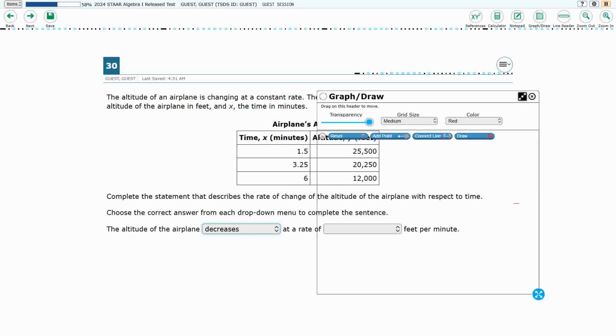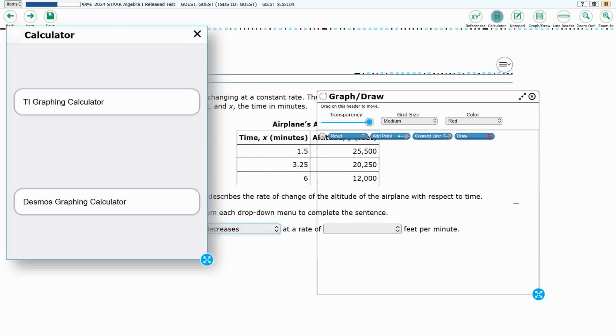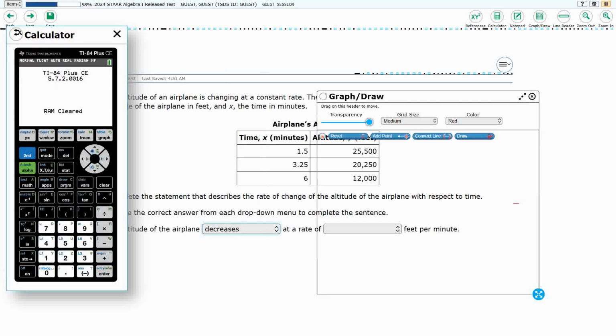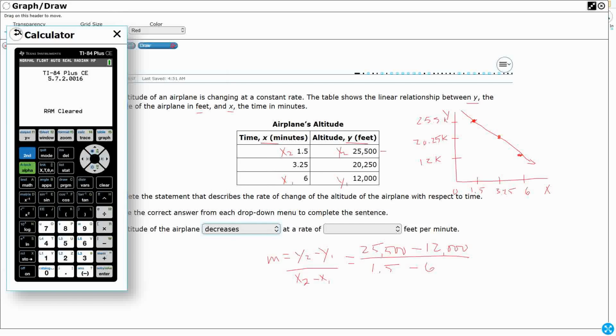Well, let's get our calculator out. And let's use our TI calculator for this one. Let's see if we can get that working. Let's go ahead and get our parentheses in there so we can do the whole thing all together. 25,500 minus 12,000. Just count your zeros. Make sure you enter that correctly. Over 1.5 minus 6. And it decreases at 3,000 feet per minute.